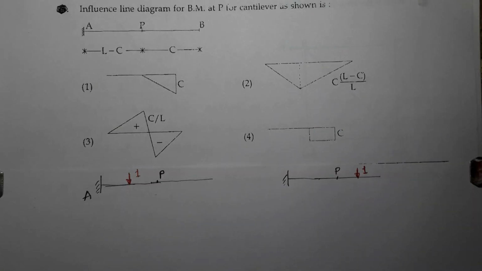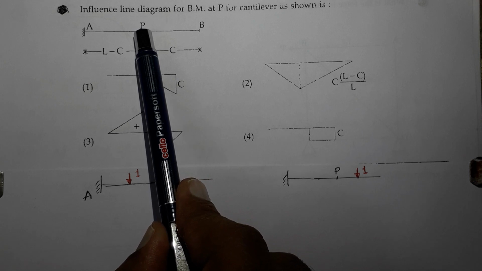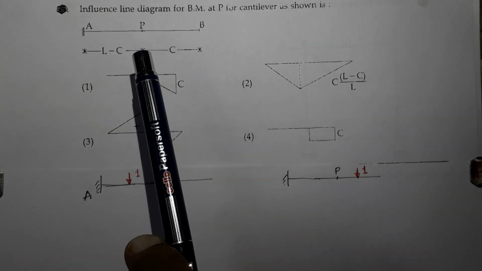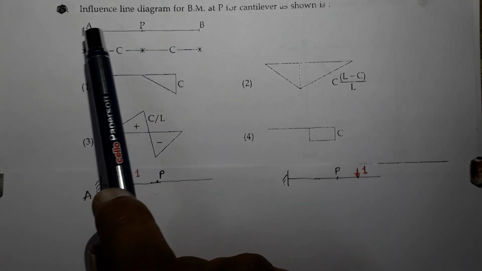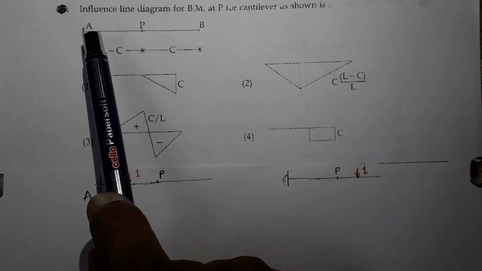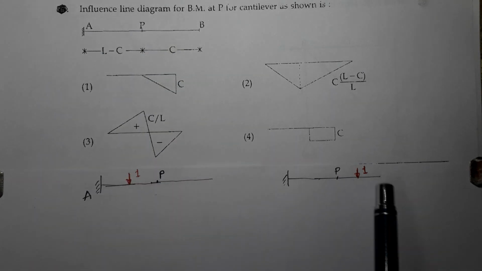Next question, influence line diagram for bending moment at P for the cantilever as shown. The figure is shown, and the position of P is also shown. Whenever it is a question of drawing the influence line diagram, we consider a unit load, and the unit load moves from one end to the other end.